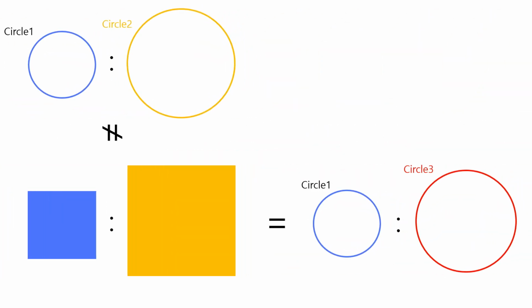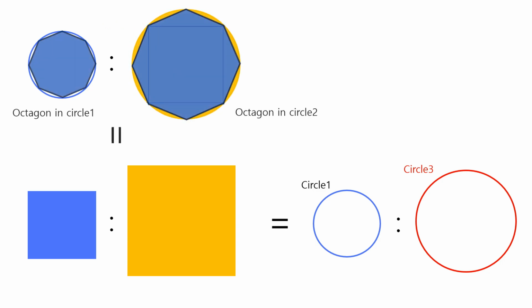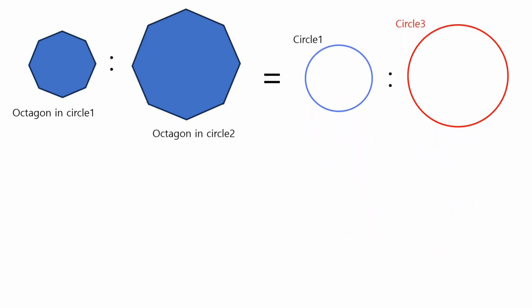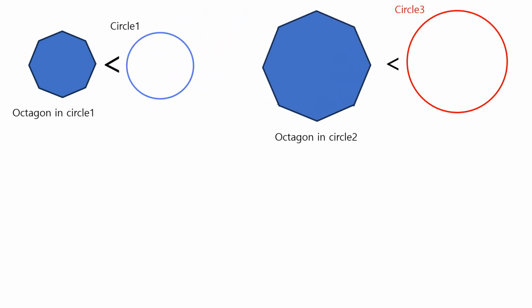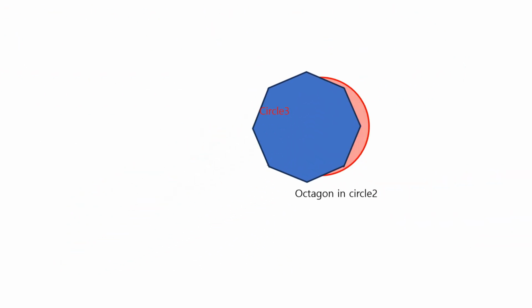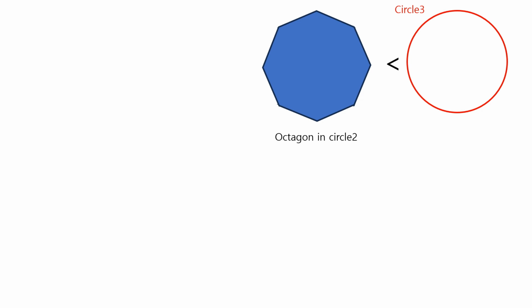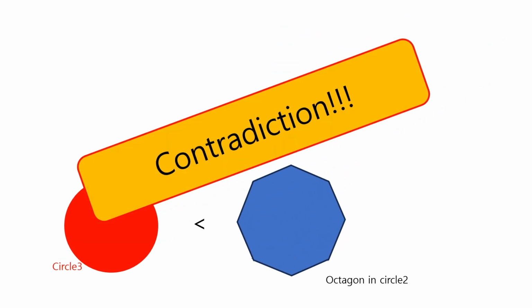Next, we inscribe a polygon inside circle 1 that is similar to the octagon inside circle 2. Since these are both polygons, the ratio of their areas must exactly match the ratio of the squares of their diameters. That is, the area ratio of circle 1 to circle 3. However, since the inscribed octagon in circle 1 is smaller than circle 1 itself, the octagon inside circle 2 must also be smaller than circle 3. This creates a contradiction. Thus, by proof by contradiction, we establish that the ratio of the areas of circles is indeed equal to the ratio of the squares of their diameters.